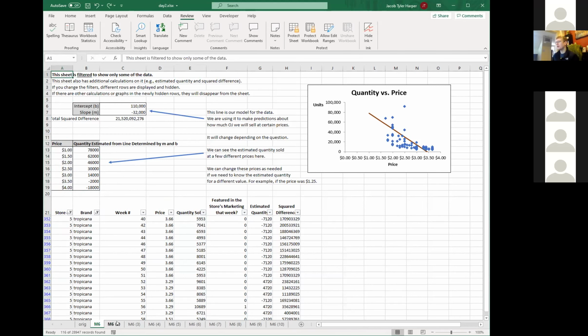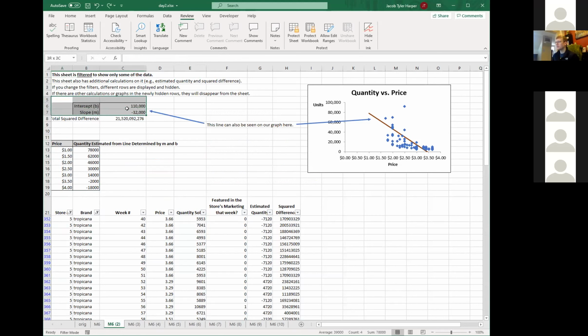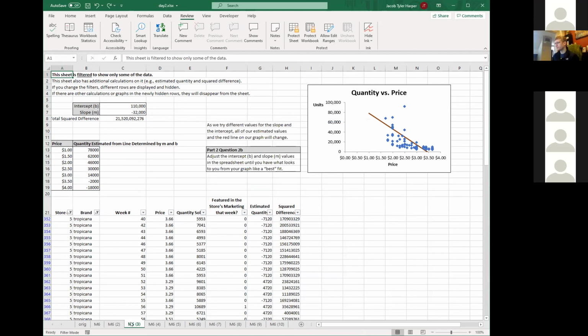What else is going on in this spreadsheet? Well, this line, not only is it influencing all of these estimated quantities, it's also the red line on our graph. So we can sort of see how, as we change our model, how this particular line moves around. And so when we have questions like part 2, question B, where it says literally just guess and check to find the line of best fit, what they were expecting you to do with this red line is manipulate these two cells until you think the line fits the data well.